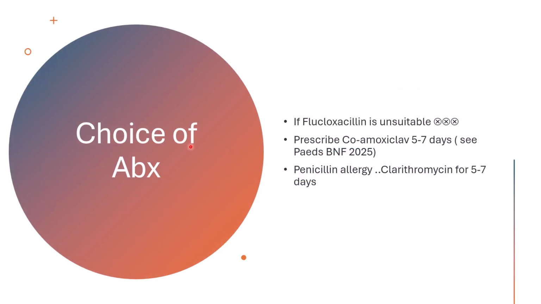What is the second choice of antibiotics? In some cases, if flucloxacillin is unsuitable, then we can choose co-amoxiclav for 5 to 7 days. For dosage, you can always look at BNF, BNF for children. If patient is penicillin allergic, then we give clarithromycin for 5 to 7 days.